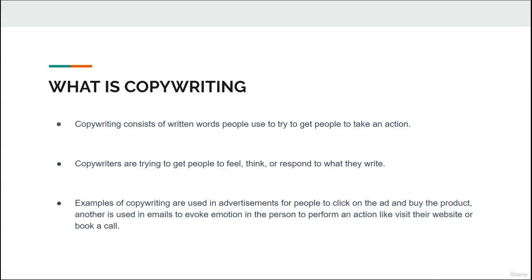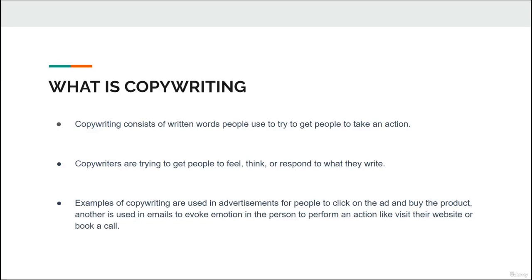So first of all, what is copywriting? Copywriting consists of written words people use to try to get people to take an action. Copywriters are trying to get people to feel, think, or respond to what they write. Examples of copywriting are typically used in advertisements for people to click on an ad and buy their product.